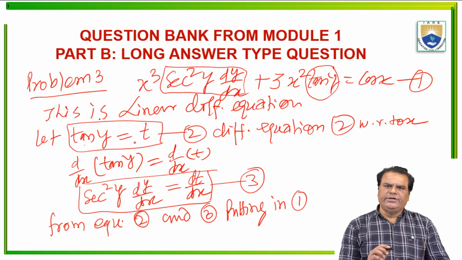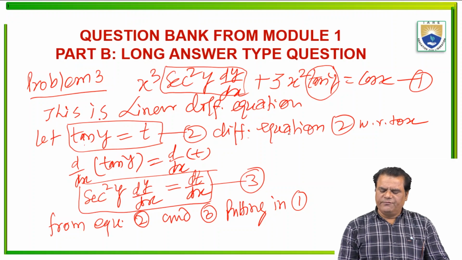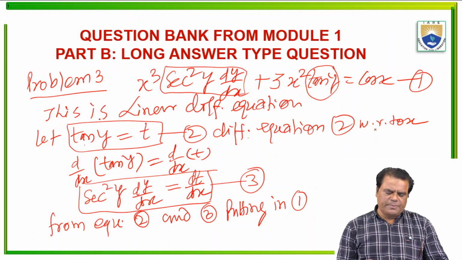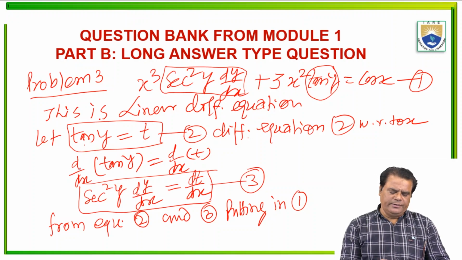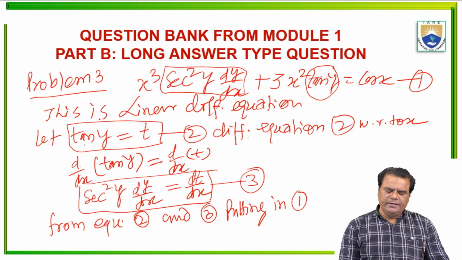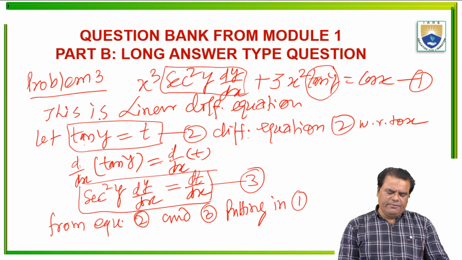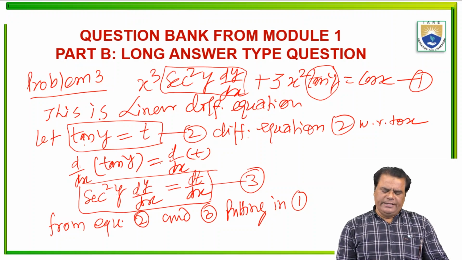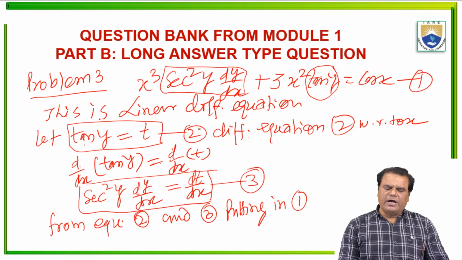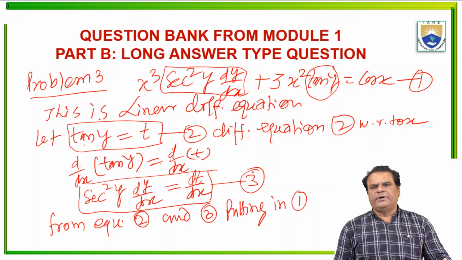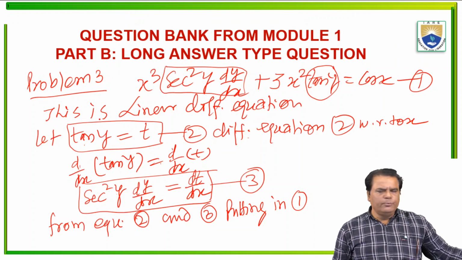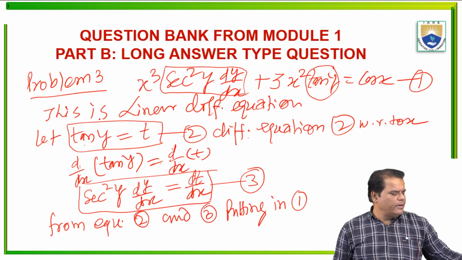So tan y is t. Differentiating equation 2 with respect to x, we find d/dx of tan y equals d/dx of t. The differential of tan y is sec² y, and again the differential of y is dy/dx, equal to dt/dx. Now putting the values from 2 and 3 in equation 1.